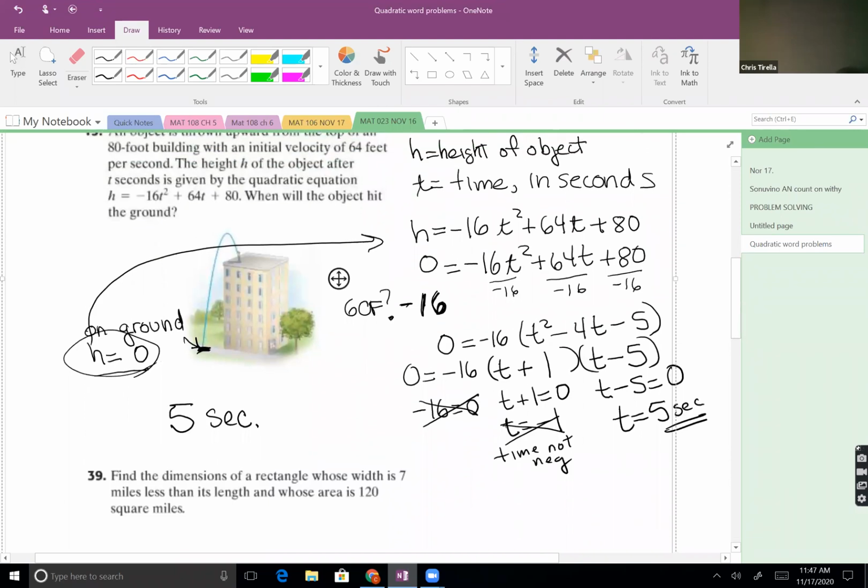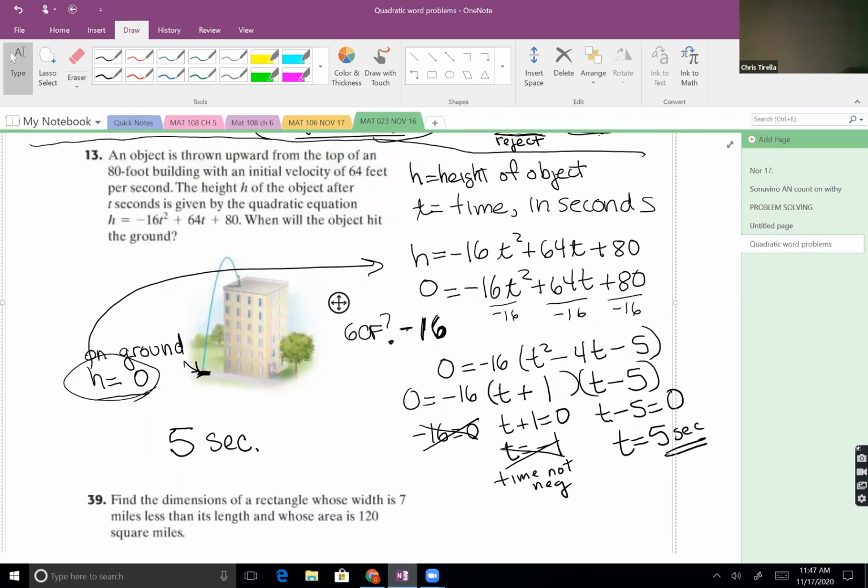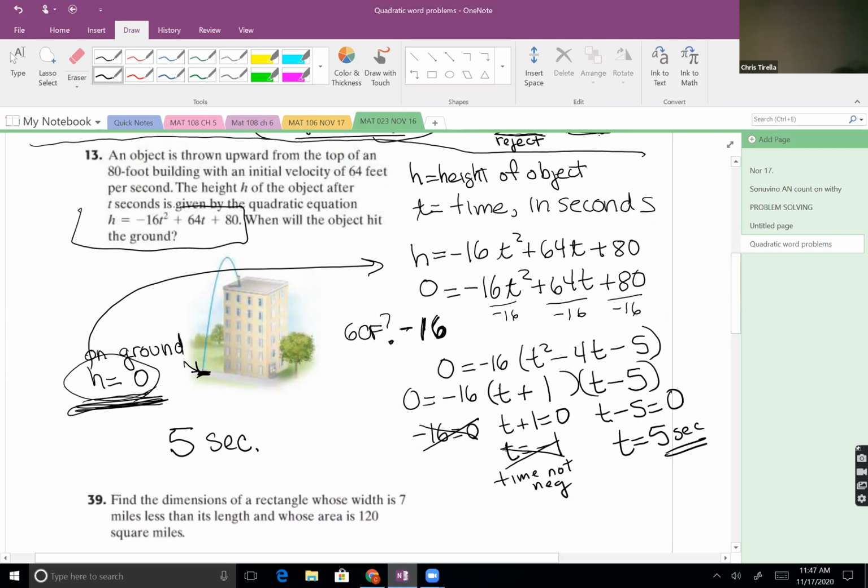Is that one all right? I think the trickiest part with this one is realizing that if I'm on the ground, my height is 0. I know some people stress over where that equation came from. And you really don't have to worry about where that equation comes from. They're telling it to you, so you can trust them.